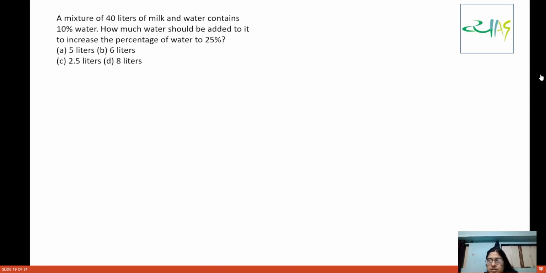Guys, look at this. This question can also be done in another way. See what I am saying here. You have been given that in 40 liter, read this question once again. A mixture of 40 liter of milk and water contains 10% water. How much water should be added to it to increase the percentage of water by 25%? Okay, how much water should be added to it?